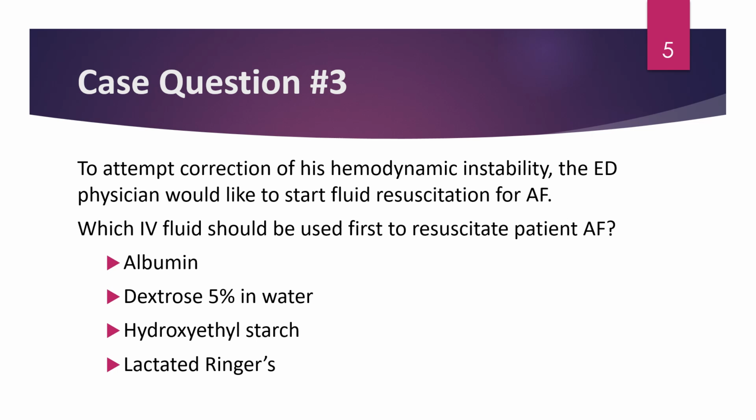To attempt correction of the patient's hemodynamic instability, the ED physician would like to start fluid resuscitation for patient AF. Which IV fluid should be used first to resuscitate the patient? Albumin, dextrose 5% in water or D5W, hydroxyethyl starch, or lactated Ringer's. So, after reviewing sepsis and septic shock today and the materials in this PowerPoint, I'm hoping that you will be able to answer each of these different case questions with confidence.